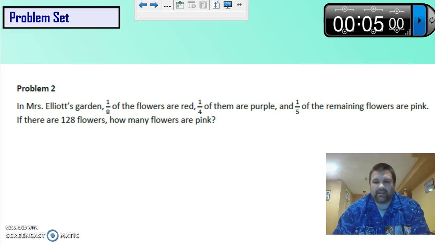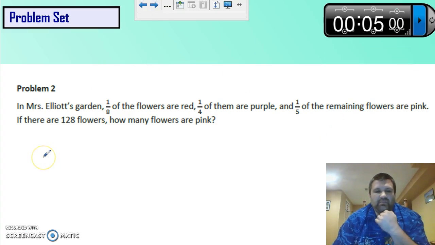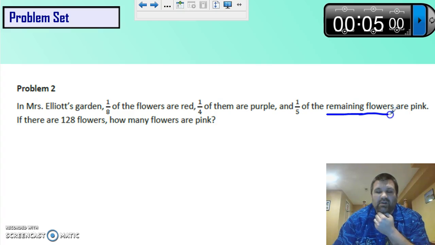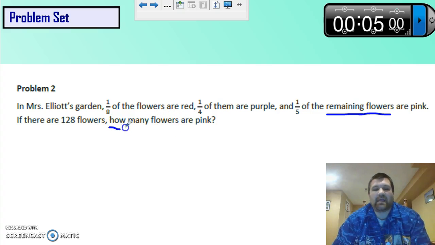I'm going to read it and then I'd like you to solve it. So problem 2. In Mrs. Elliott's garden, 1/8 of the flowers are red, 1/4 of them are purple, and 1/5 of the remaining flowers are pink. If there are 128 flowers, how many flowers are pink? So we want to find out how many flowers are pink. And I underline this question because I've learned that our math really wants to confuse us. So 1/5 of the remaining.